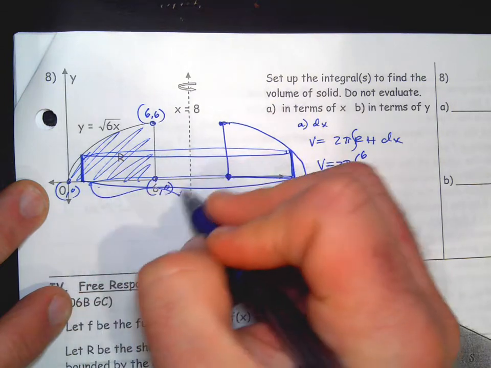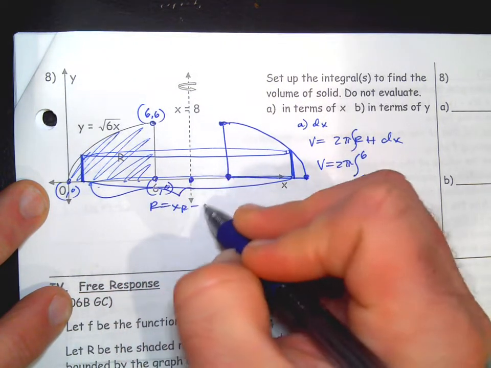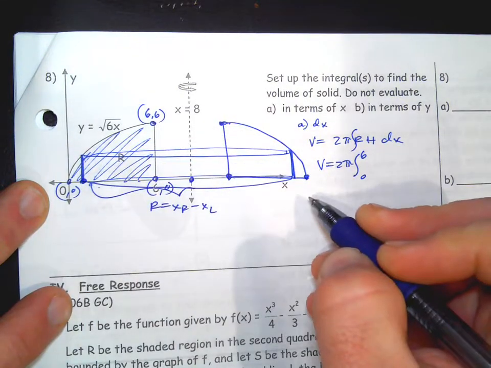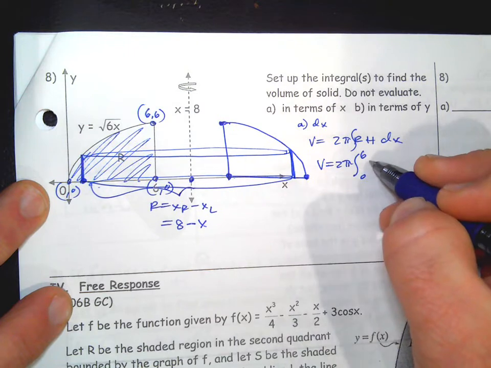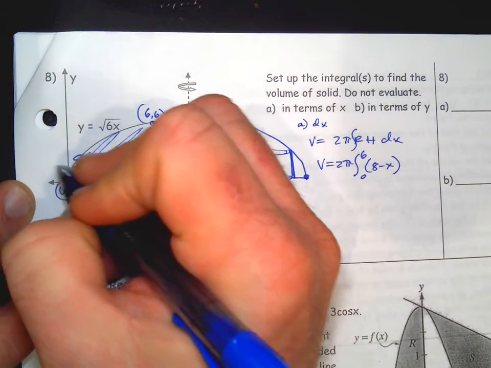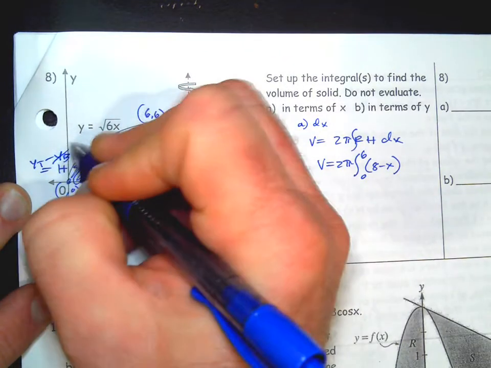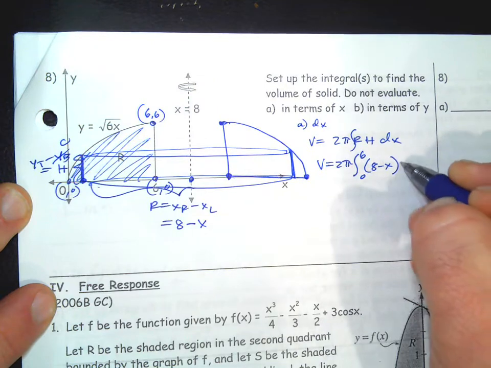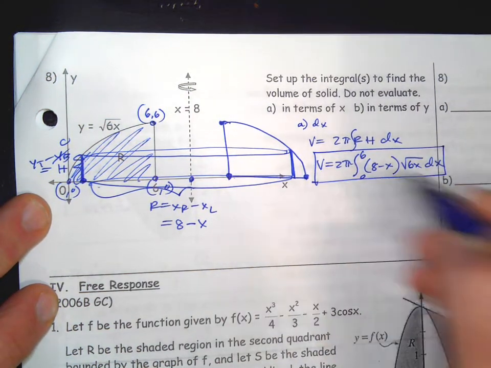The radius is x right minus x left. X right is 8. X left is whatever x we're at for shells. 8 minus x. The height is the thing that depends on the curve. So that's going to be y top minus y bottom. Y bottom is 0 here. Y top in terms of x is the square root of 6x. So that's your setup.